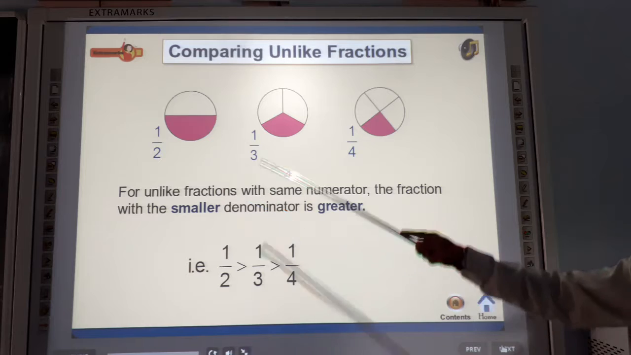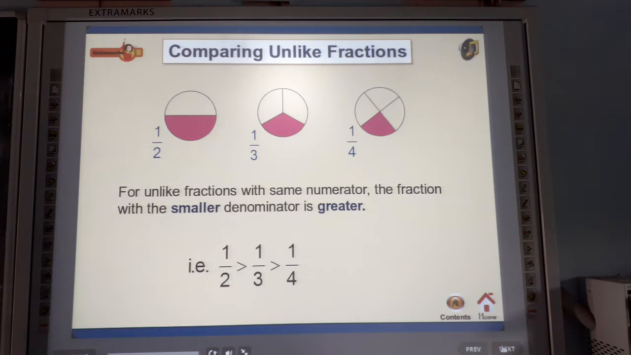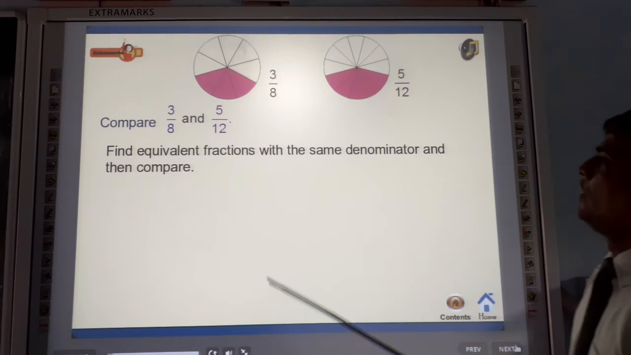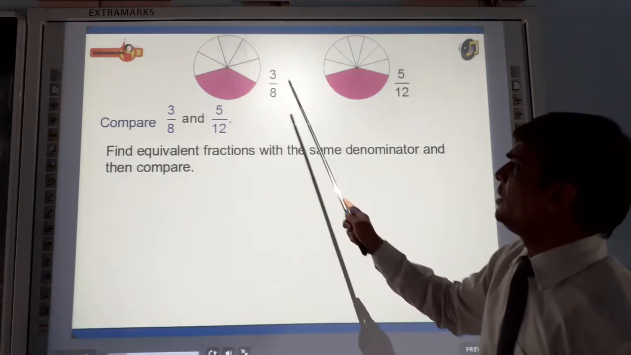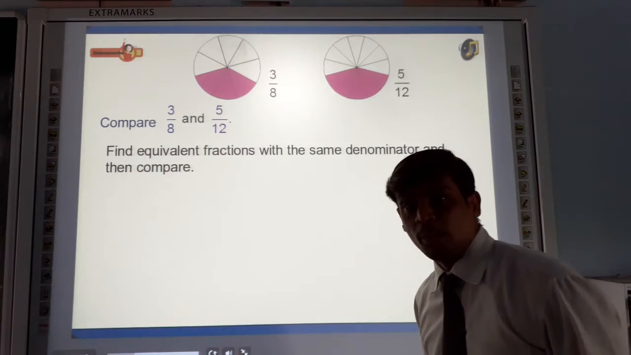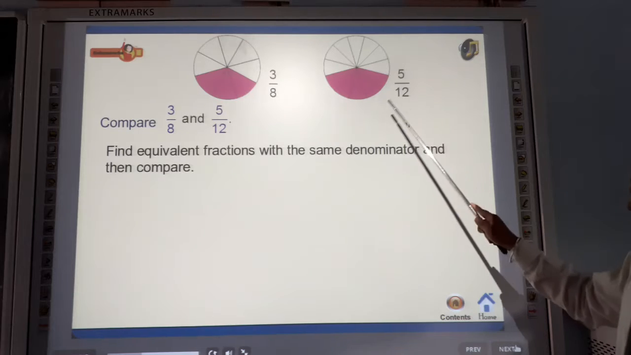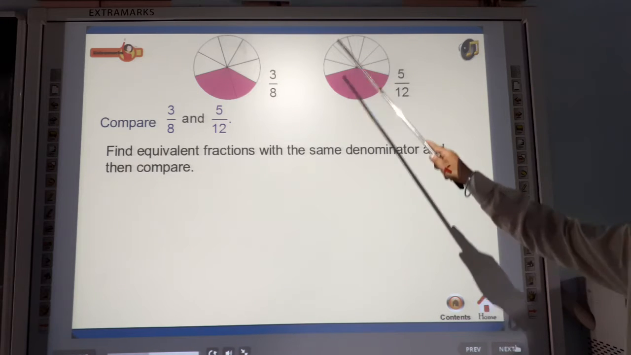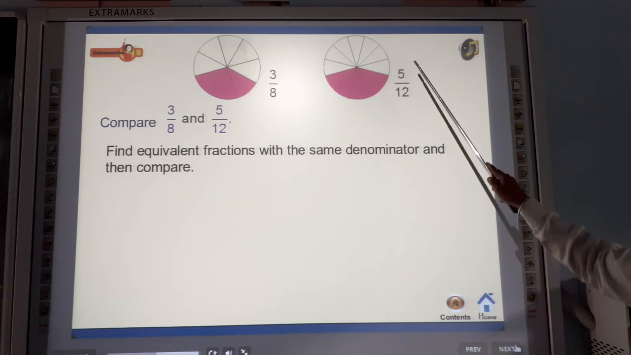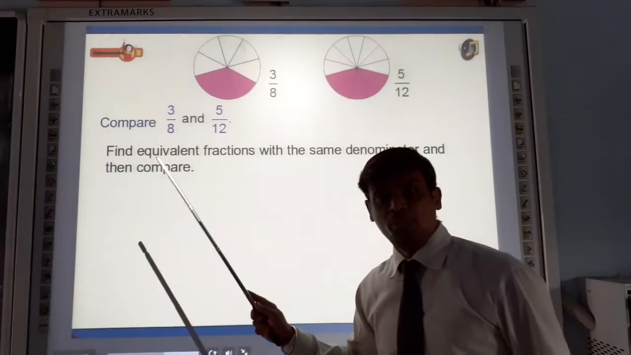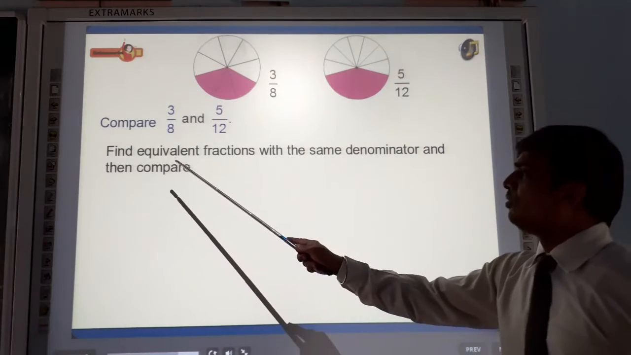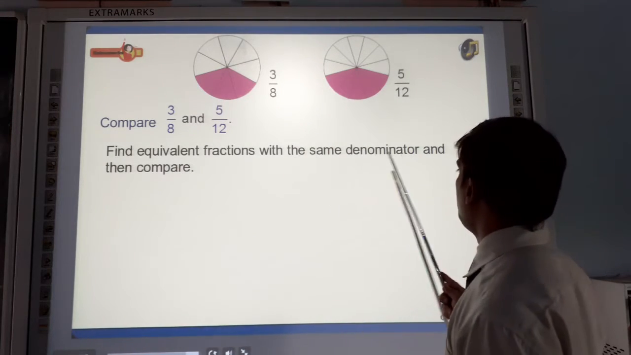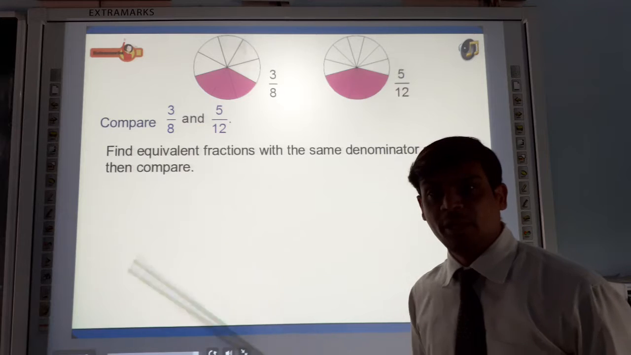Look at this. Show the diagram. Three parts are shaded and the total number of parts is 8. So the fraction is 3 upon 8. Total shaded parts are 5 and the total number of parts is 12. The fraction is 5 upon 12. Compare 3 upon 8 and 5 upon 12. Find equivalent fractions with the same denominator and then compare.